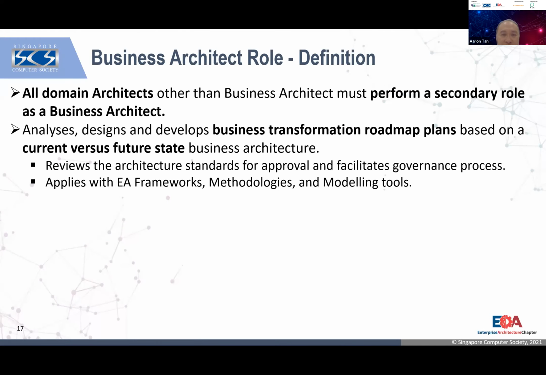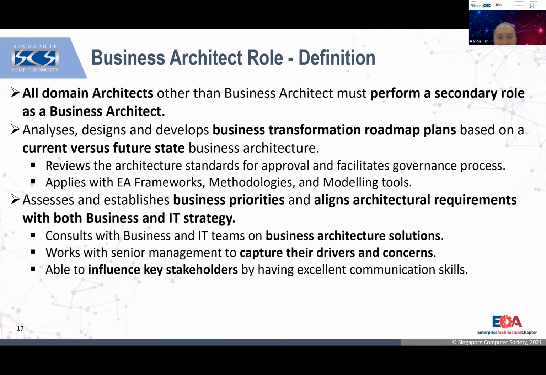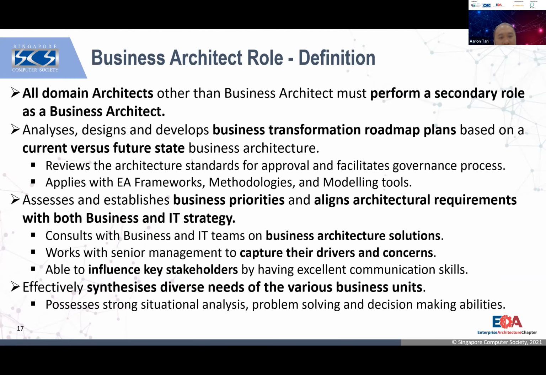And of course, in the business architect role, we need to analyze, design, and develop the business transformation roadmap, right? And then from there we see how our applications, infrastructure, data, and so on can support that. We also need to understand the business priority, because this all belongs to the key stakeholders in our organization. We need to align our architecture requirements with both business and IT strategy. And we need to synthesize the diverse needs of the various business units. So we are dealing a lot with the business.